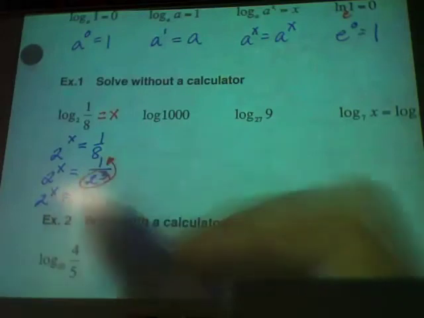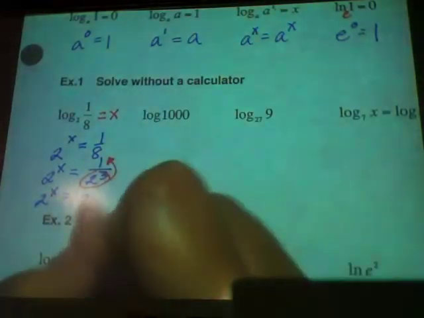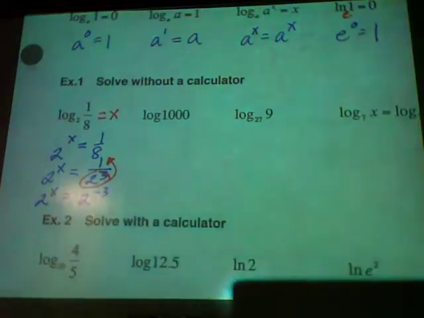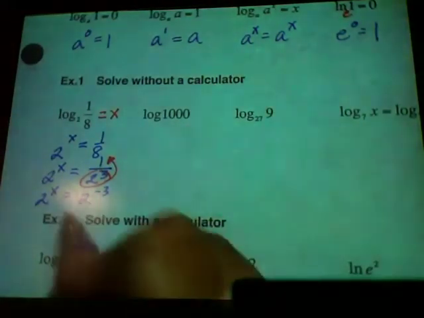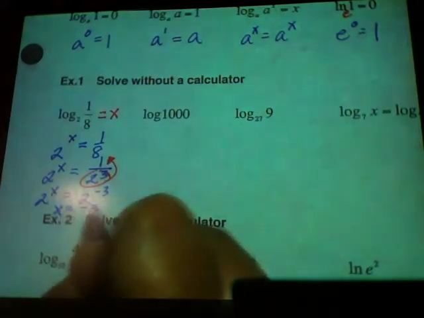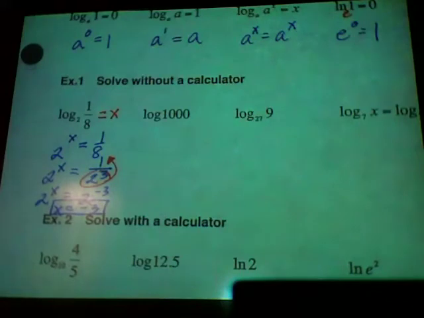Anytime you change a base and its exponent in the opposite direction, the exponent changes signs. So this becomes 2 to the negative third. What's x? Yeah, so x is equal to -3. Now you could have shortened up some of that work, but because these are your notes, we didn't.